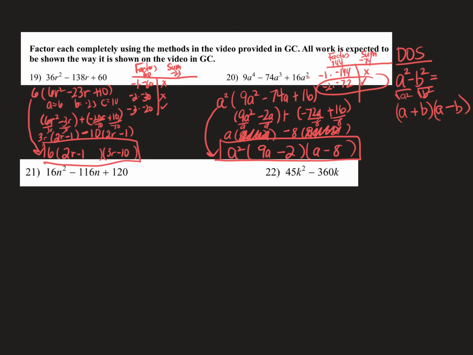All right, let's look at the next group. Greatest common factor. 2 for sure. 4 for sure. Wonder if 8. No. But 116 is divisible by 4. So 4n squared minus 29n plus 30. Okay, so 4 is going to go down here.